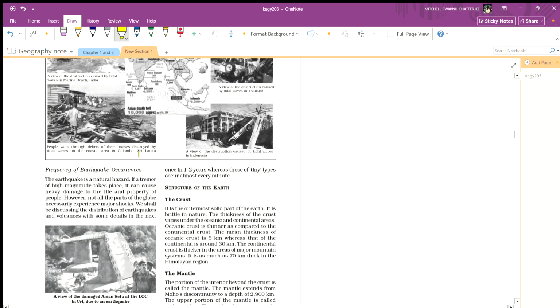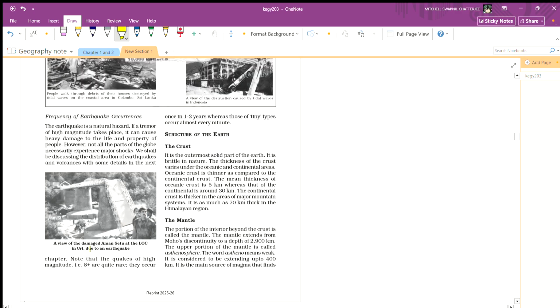Frequency of earthquake occurrence. Earthquake is a natural hazard. If a tremor of high magnitude takes place, it can cause heavy damage to the life and property of the people. However, not all parts of the globe necessarily experience a major shock. We shall be discussing the distribution of earthquakes and volcanoes in some detail in the next chapters. Note that earthquakes of high magnitude, that is 8 plus, are quite rare and occur only once in 1 or 2 years, whereas those of tiny types occur almost every minute.